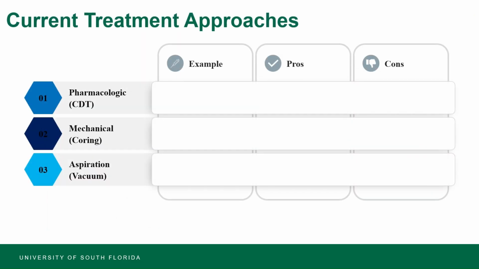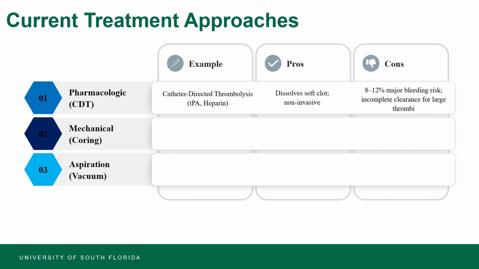Now, to summarize the main categories of current clot retrieval and thrombectomy approaches, focusing on how each one addresses and falls short of the key needs for DVT treatment. The first category is pharmacologic, such as catheter-directed thrombolysis using TPA or heparin. These dissolve soft clots and are minimally invasive, but they carry a high bleeding risk, up to 12%, and often fail to fully clear large thrombi.